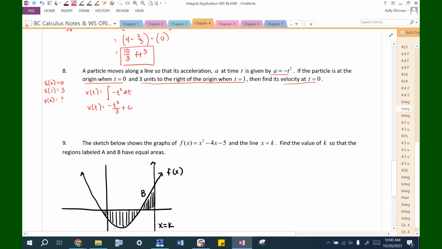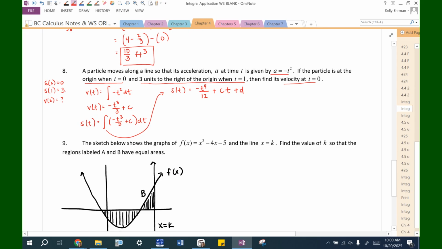But I have positions, so I can get to a position function by integrating what I have for a velocity. So let's integrate -t to the 3rd over 3 plus c dt. So that makes s of t equal to -t to the 4th over 3 times 4, so over 12, plus c times t. And then I don't want to use plus c again, so let's just use another letter, plus d. There would be a constant of integration for this integral too. Now I have values I can plug in.